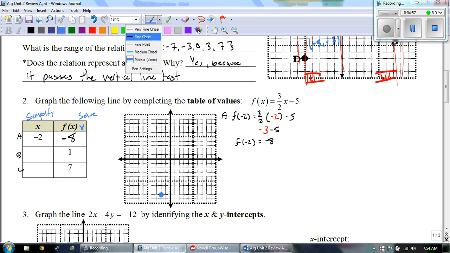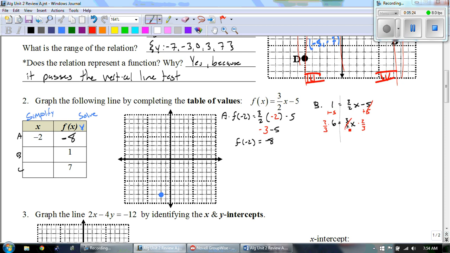Okay, for B. Now B we have to solve. They're saying that 1 equals 3 over 2x minus 5. So now I have to solve. So when I'm solving, I add 5 to both sides. 1 plus 5 is 6, which equals 3 over 2x. And then to get the x by itself, we have to multiply by the reciprocal. 2 times 6 is 12. 12 divided by 3 is 4. So x equals 4 when y equals 1. So we have the point 4, 1.